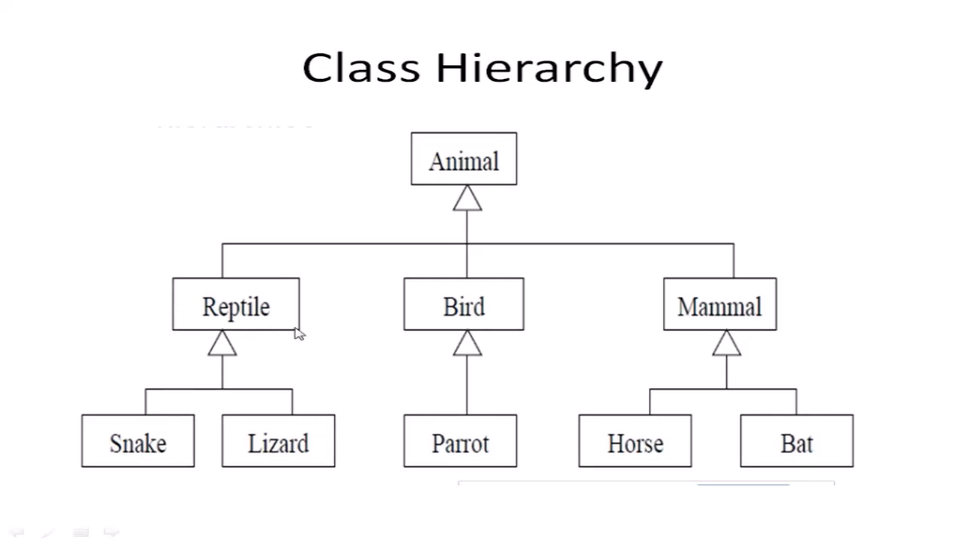So here reptile is going to inherit the properties of animal. And again here you have a snake. Snake is inheriting the properties of reptile. So these particular classes should have some relationship. For that purpose, we are going to go for the is-a relationship. We are going to use a keyword called the extends keyword here.